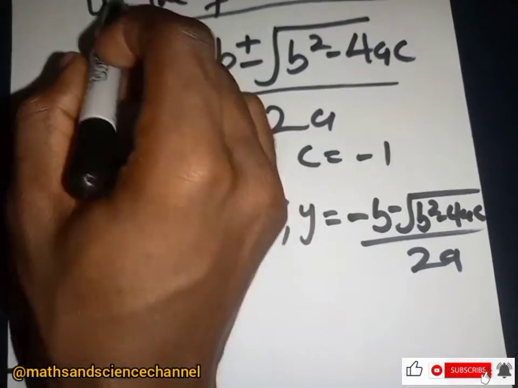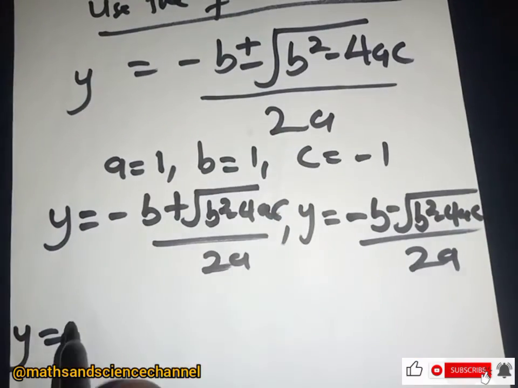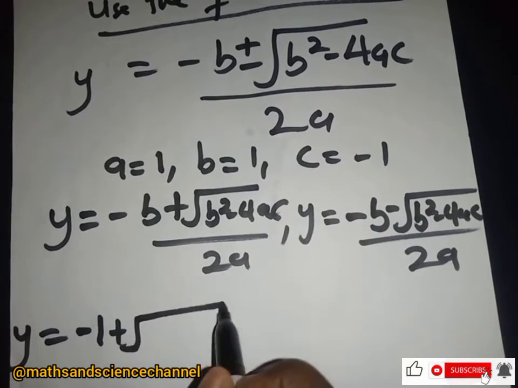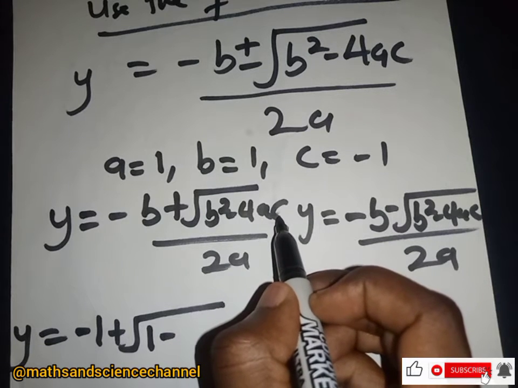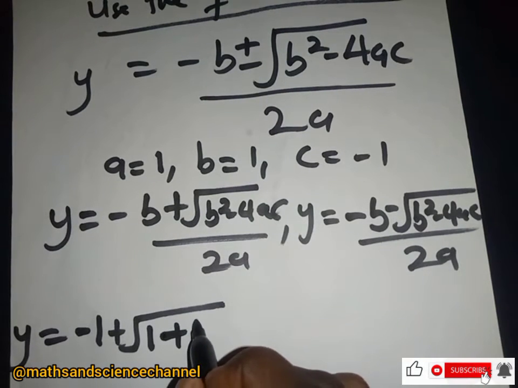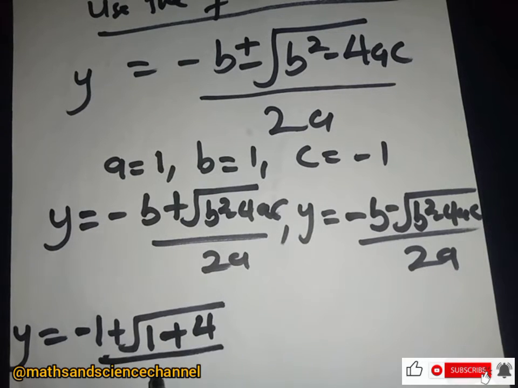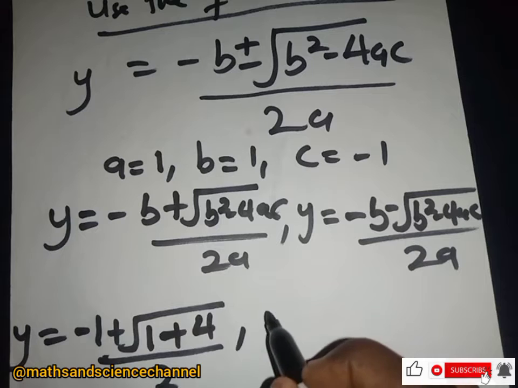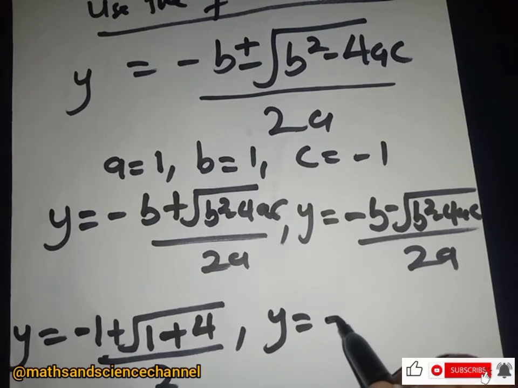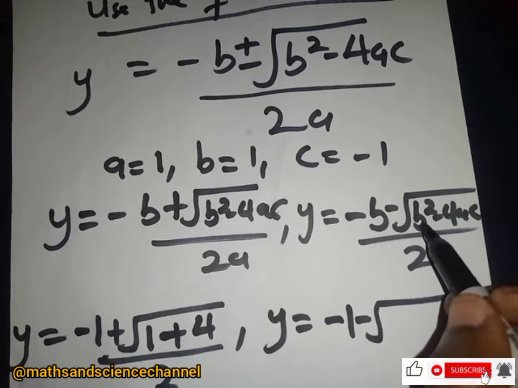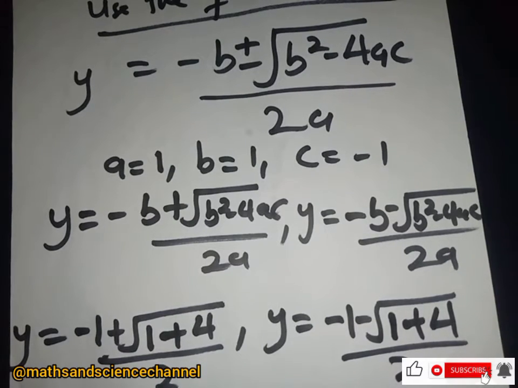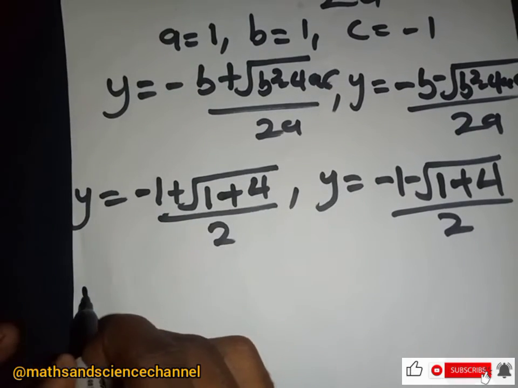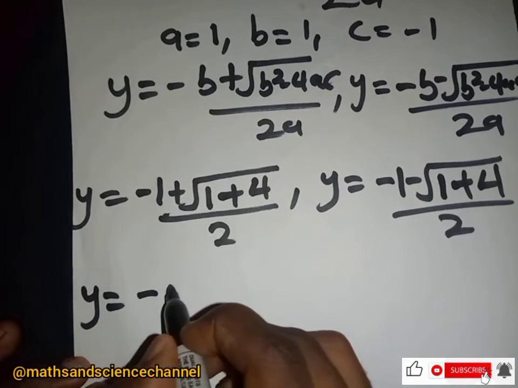Now b here is just positive 1, so we have negative 1 plus the square root of b squared, which is just 1, minus 4 multiplied by 1 multiplied by negative 1, so we are going to have positive 4 here, being divided by 2 multiplied by 1, which is just 2. And then the second part we have negative 1 minus the square root of b squared, which is just 1, and then we are going to have positive 4 here being divided by 2.